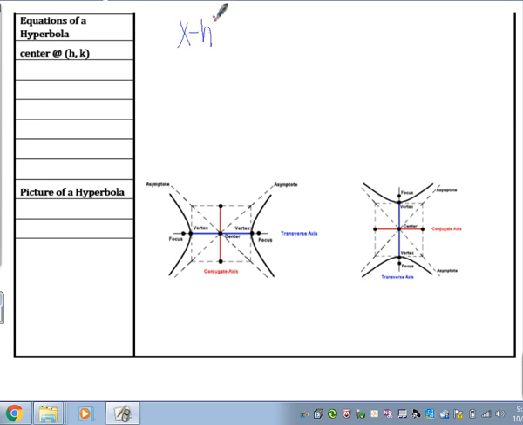So you have x minus h squared over a squared. A squared is always first, minus y minus k squared over b squared equals 1.